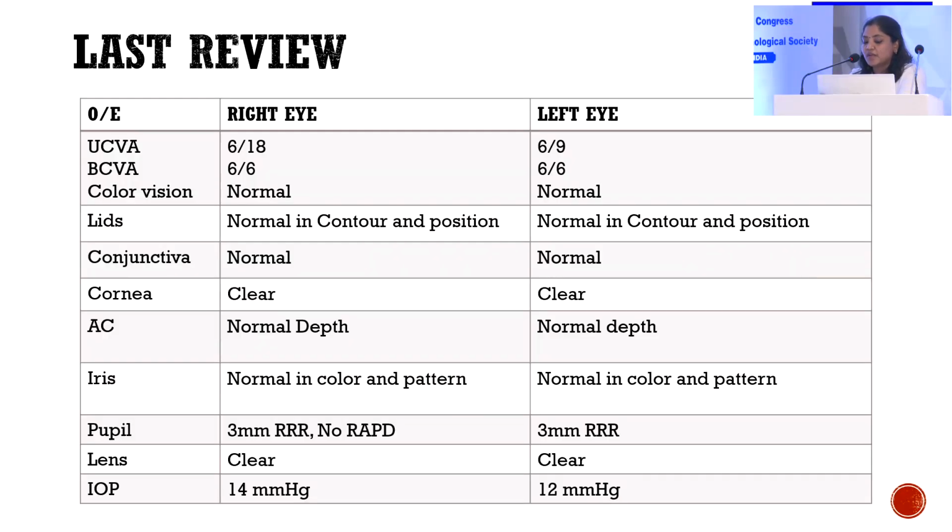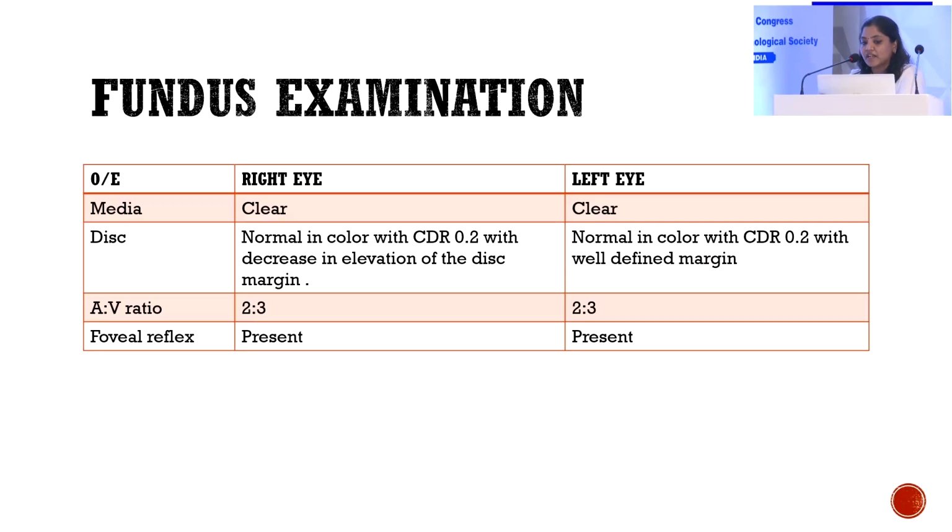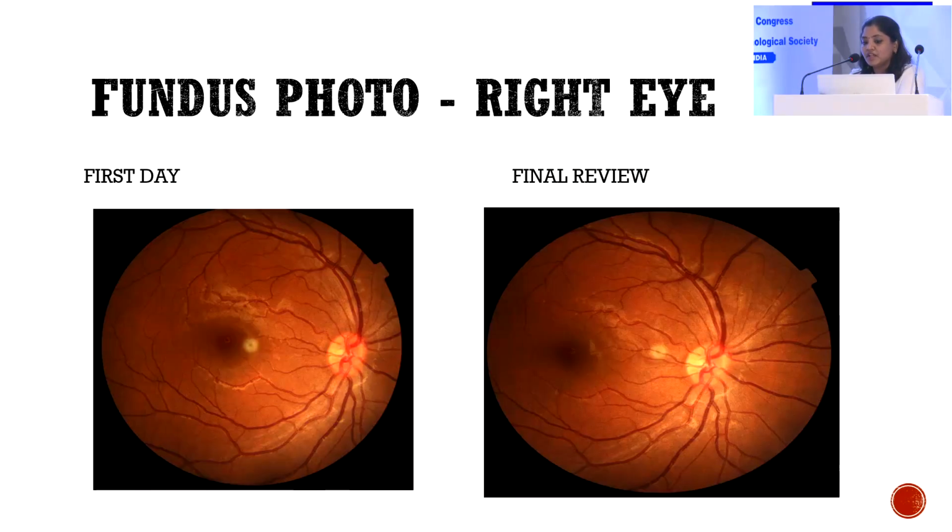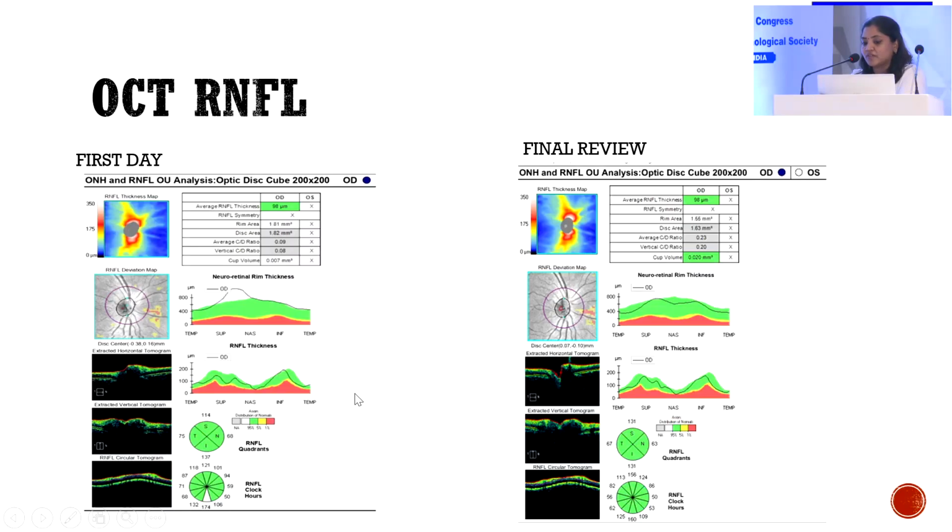At the last review, the patient's vision was 6/18 with pinhole 6/6, and the pupil was normal reacting to light. The disc was normal in color with a cup disc ratio of 0.2. And this was the day 1 picture of the fundus and the last final review. This is the OCT RNFL, where on the first day there was thickening of the neuroretinal rim, whereas it became normal in the final review.